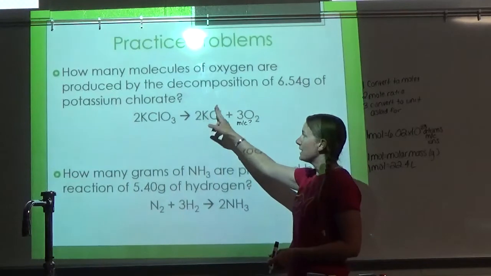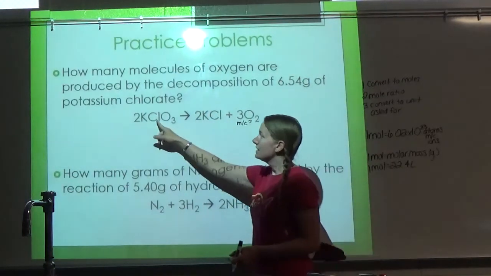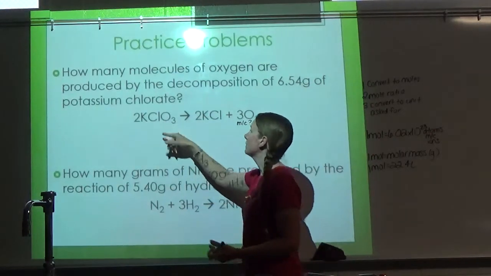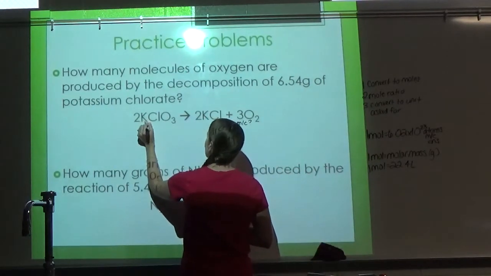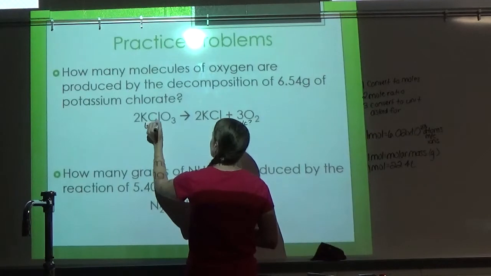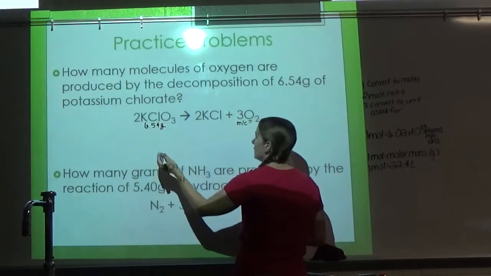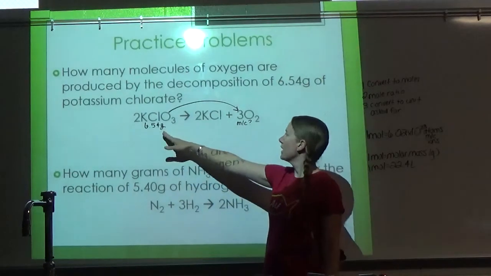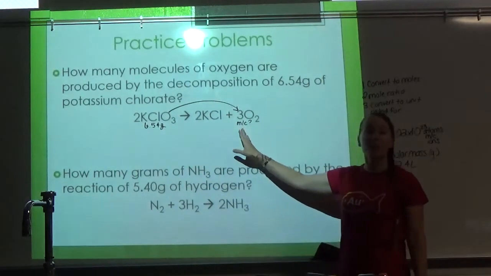Okay, this one is potassium chloride. ClO3 is on your polyatomic ion sheet, it's chlorate. So this one is potassium chlorate. You have to make sure that you're starting at the right substance, otherwise you're going to get the wrong answer. All right, so we're going from here to here. So we're starting with grams. We are trying to get to molecules.